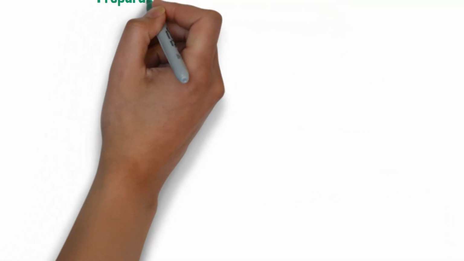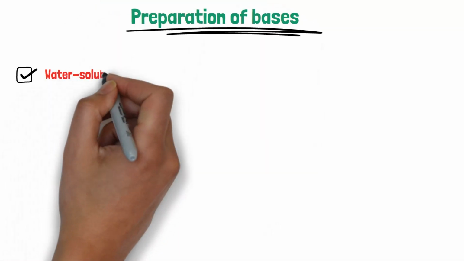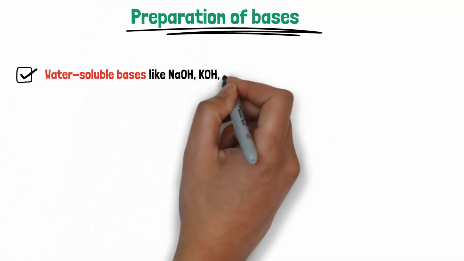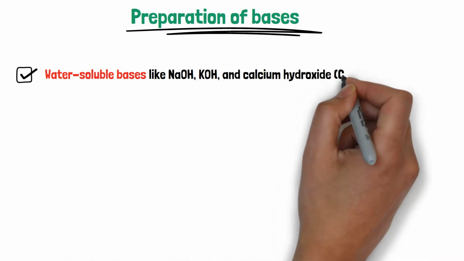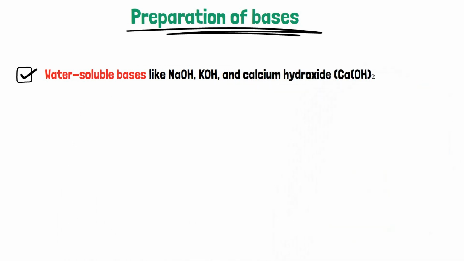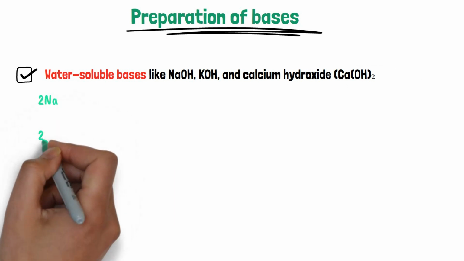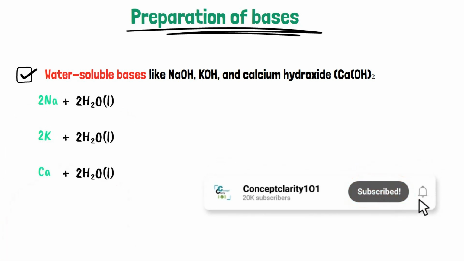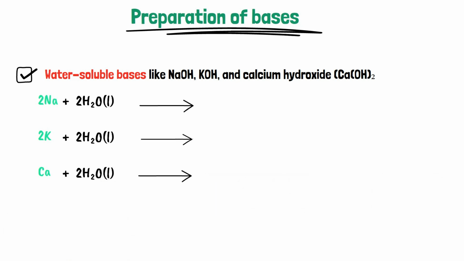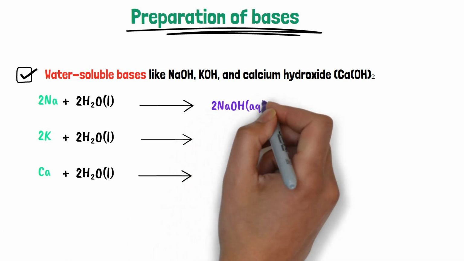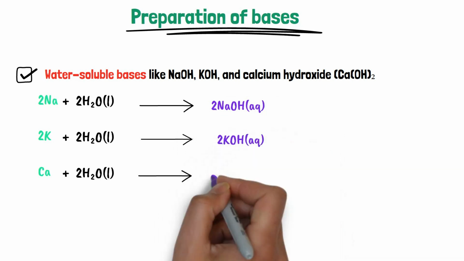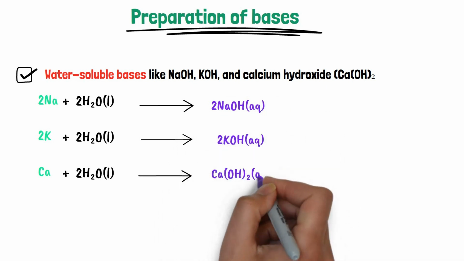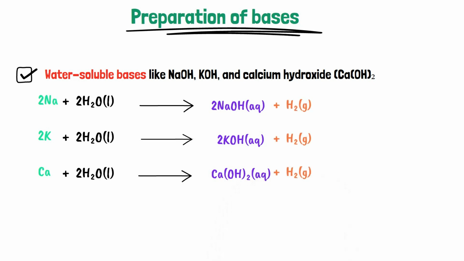Now let us see how we can prepare bases. Water-soluble bases like sodium hydroxide, potassium hydroxide and calcium hydroxide can be made by reacting metals like sodium, potassium, and calcium with water. This produces the respective bases like sodium hydroxide, potassium hydroxide, and calcium hydroxide, along with the release of hydrogen gas.